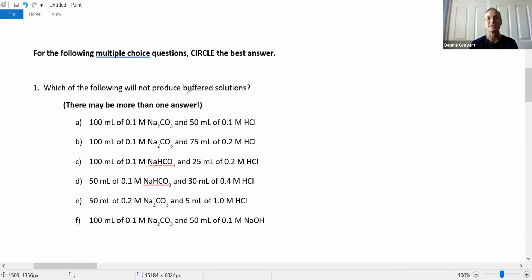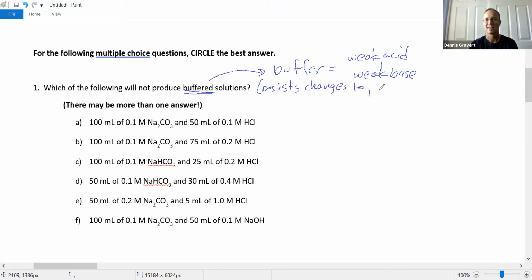Okay, so which of the following will not produce buffered solutions? Okay, so what this is asking, first, do you know what a buffer is? A buffer is something that has both a weak acid and a weak base in it. A buffer resists changes to pH. It's actually kind of cool.